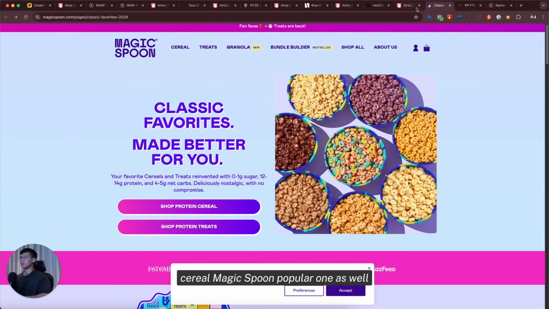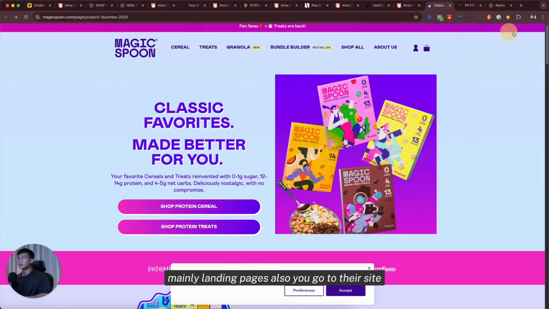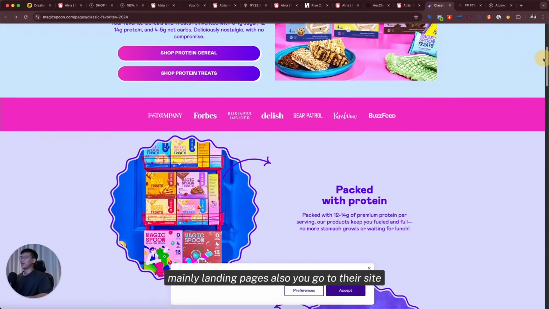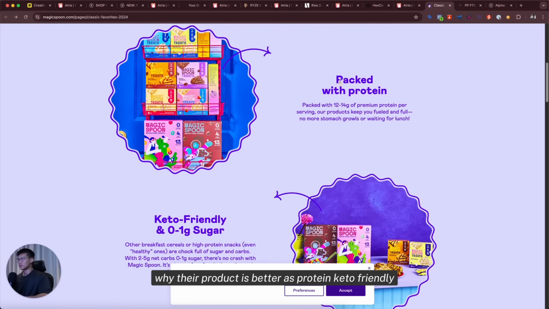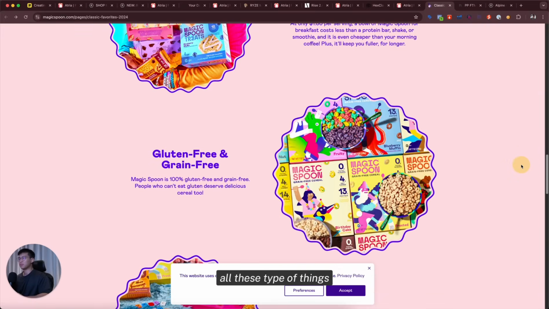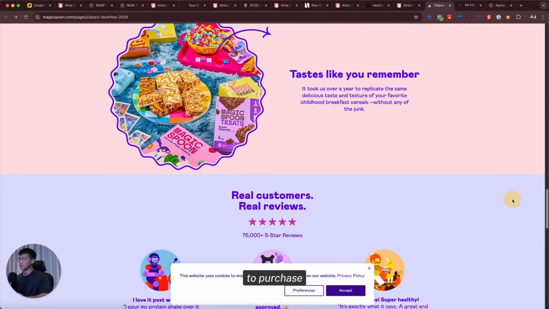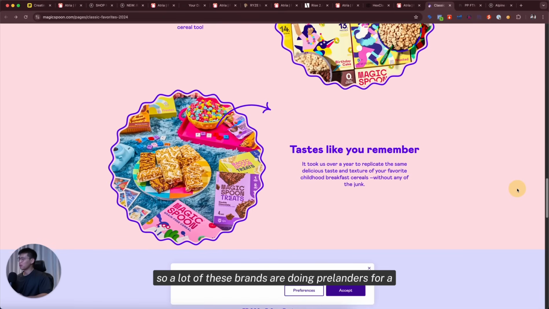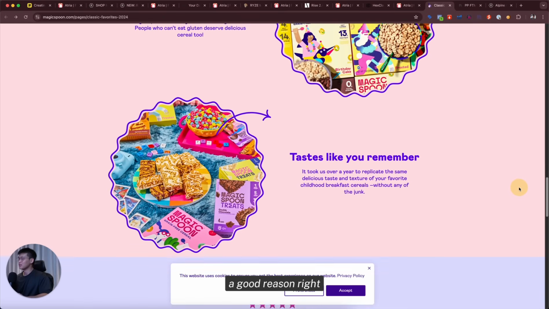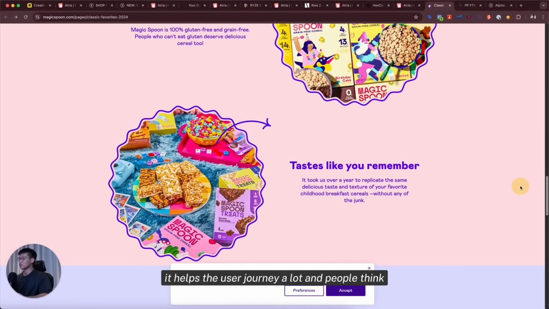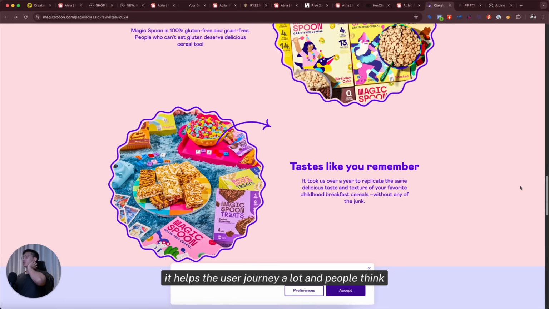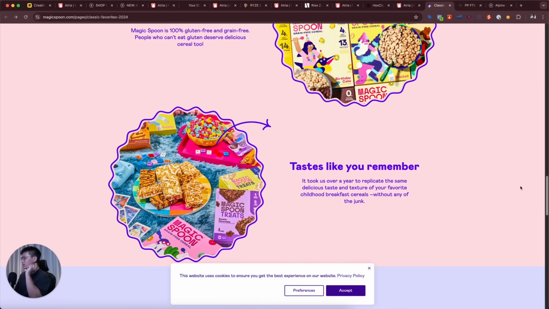Cereal, Magic Spoon, popular one as well. Mainly landing pages also. You go to their site, it educates you on why their product is better, as protein, keto friendly, all these type of things before people can even have the option to purchase. So a lot of these brands are doing Prelanders for a good reason, right? It helps the user journey a lot, and people think, hey, if I add an extra step there, it's a friction, people won't purchase or more things people won't read.